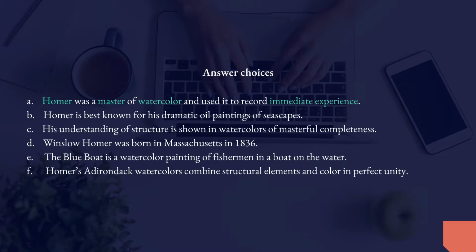So A is correct. And is this a detailed piece of information or a major point? It is a major point. It's not just a detail, something unimportant or little within the passage to support something else. This is something central. This is a big idea. So I'm going to drag A into one of these spots. B says Homer is best known for his dramatic oil paintings of seascapes. Look, fellows, this is going to be a bit shocking to you, but I don't even need to go to the passage to find out whether this sentence is correct or not.